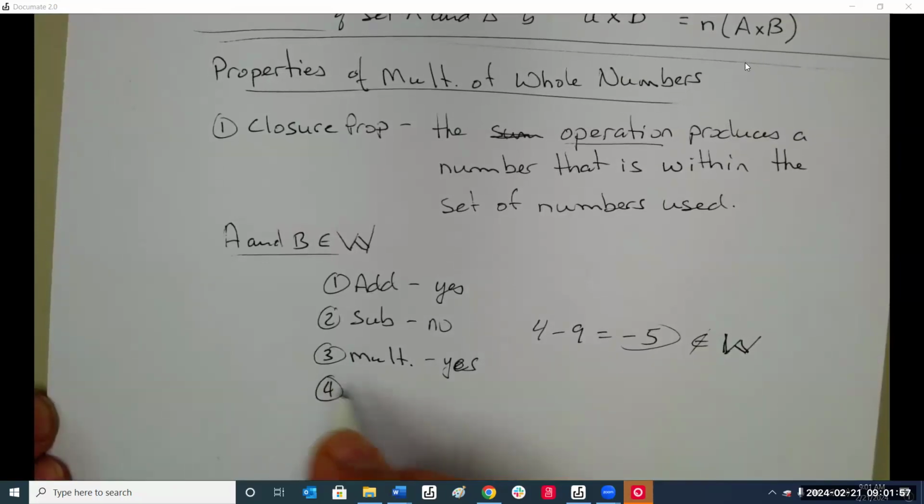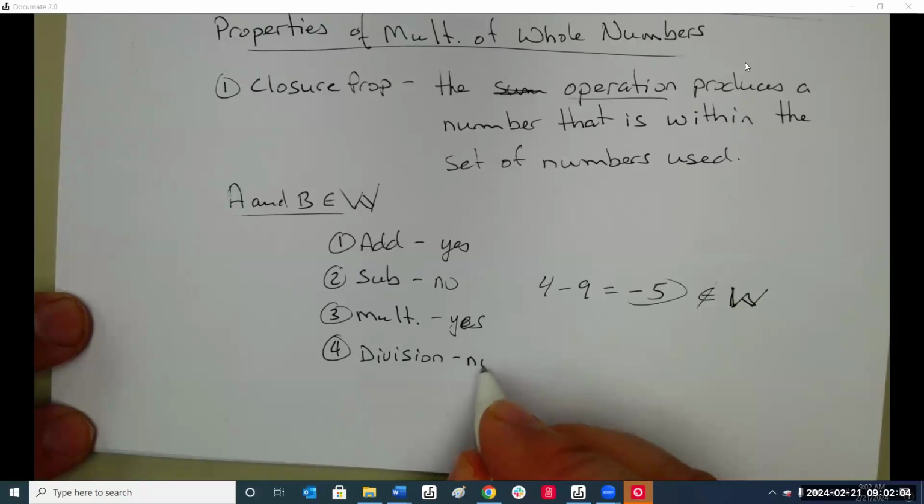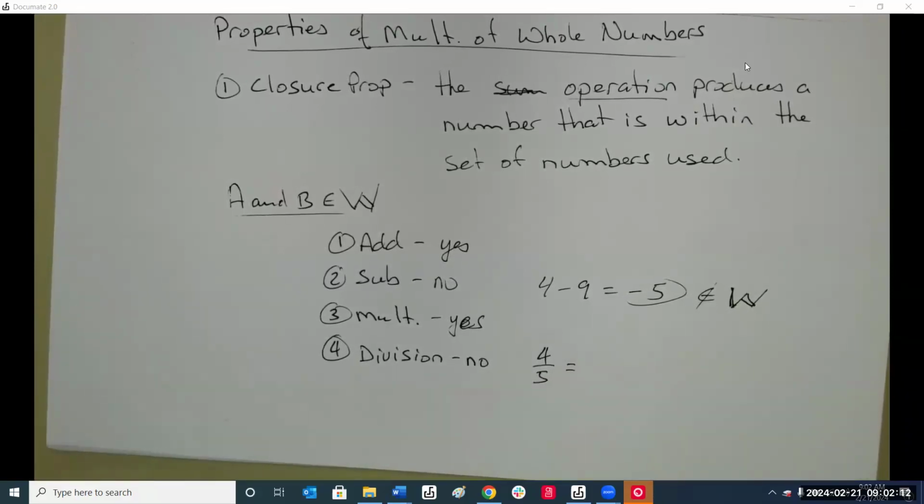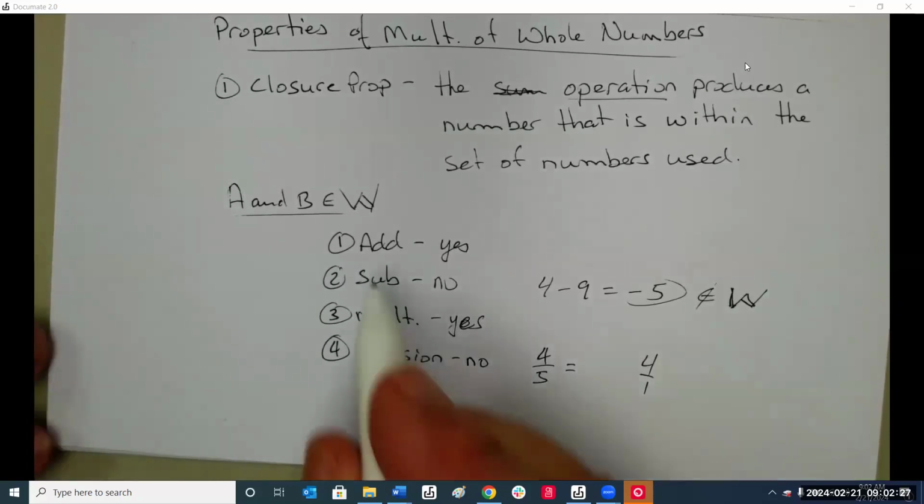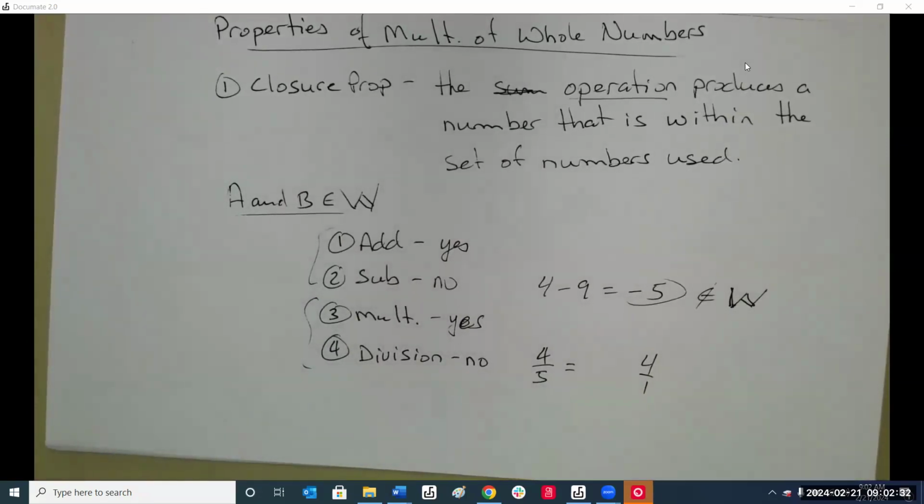Is division closed? Well, what if we have decimals in the whole numbers? No. So some of them are, some of them aren't. Like 4 divided by 1, it's in the whole numbers, but 4 over 5 isn't. So you notice that all of these are paired off as one yes, one no, because they're inverses, they're opposites of each other.